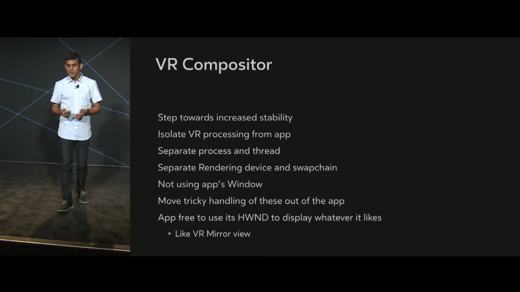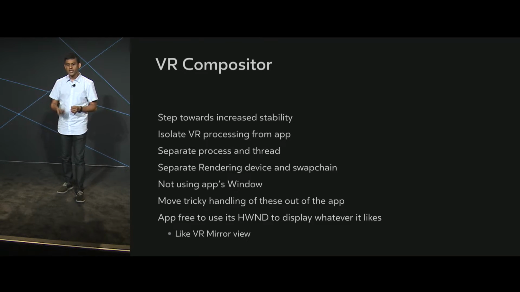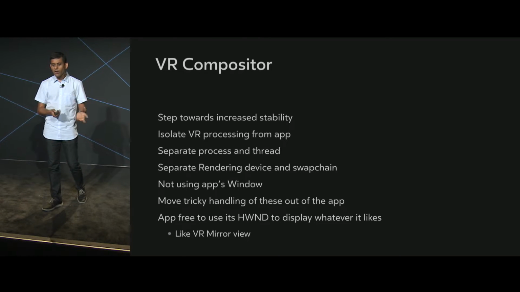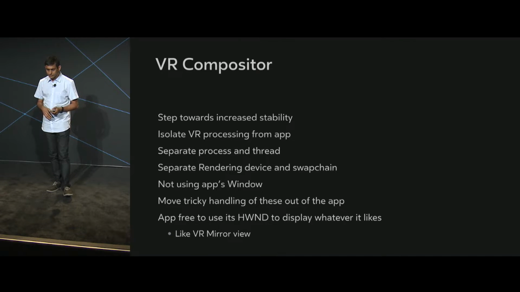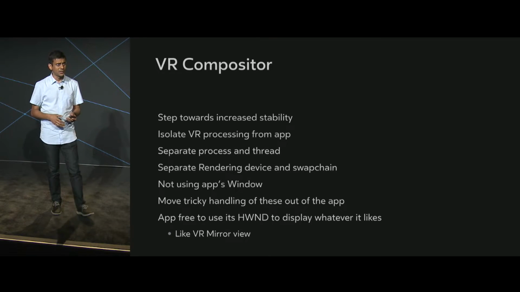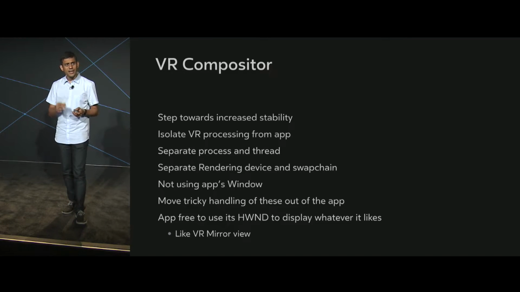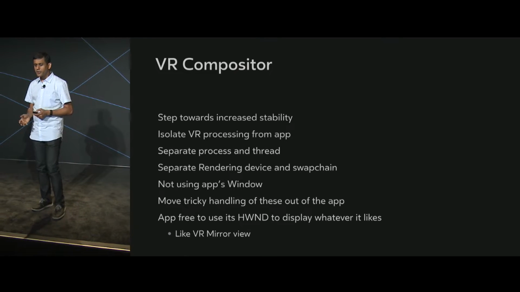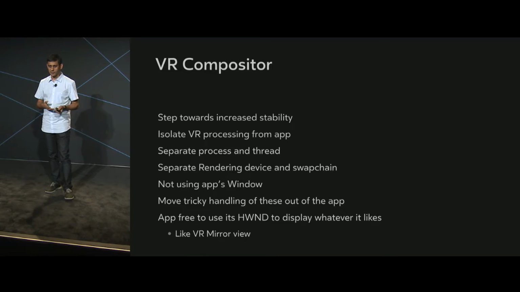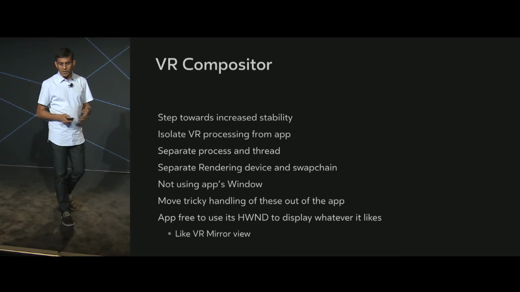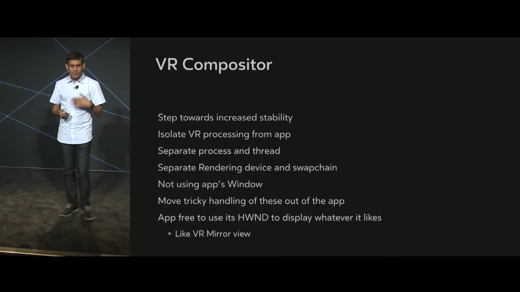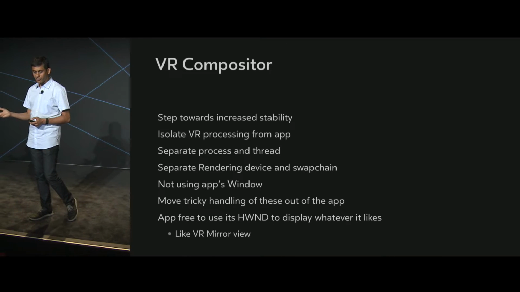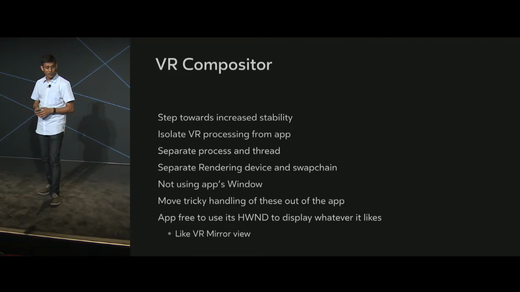The solution was to move the time warp and distortion work into a separate process and a separate thread that has its own render device and swap chain, and that is no longer using the app's HWND. This allows our compositor to take care of the tricky handling needed to get really low latency VR, and it gave the app freedom and flexibility to render its eye buffers using its own graphics resources. By giving the control of its HWND and swap chain back to the app, the app is free to render whatever it wants to its window, which could be the mirror view of what's happening in VR or any additional information that it may want to show.